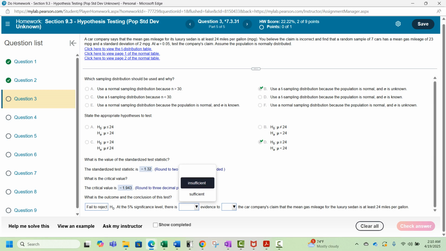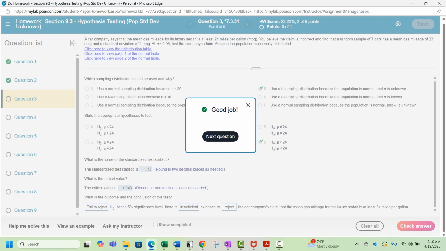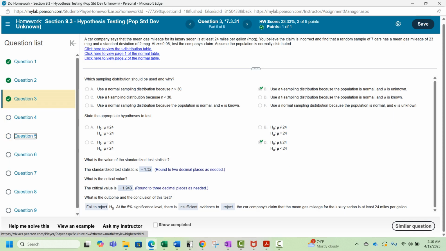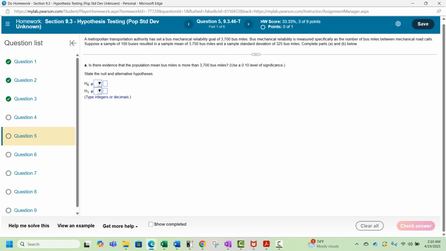There is insufficient evidence to reject the claim that it's at least 24. Yeah, we can't say we support it. We can just say there's not enough evidence to reject it. Hooray! So let me check that one off and we'll jump up to 5.9.